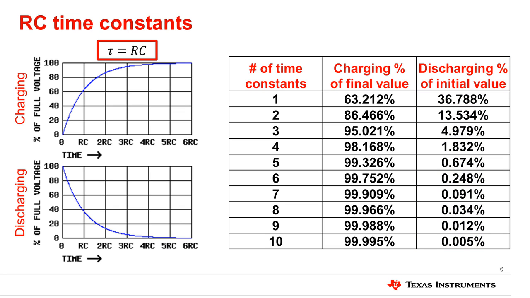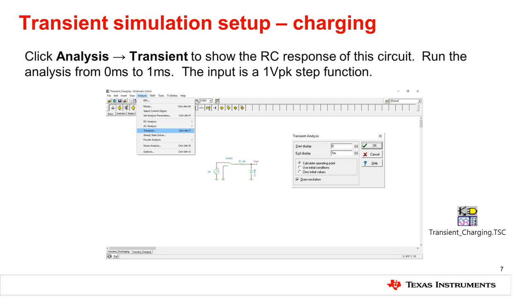Let's now look at some examples of this in TINA-TI. Let's first simulate a charging circuit. The TINA-TI circuit is embedded in the presentation for your convenience. First, open the TINA-TI circuit. Note that the supply voltage is set to emulate a step function with an amplitude of 1 volt and a 100 microsecond delay. Next, click Analysis and Transient to set up the simulation. We will run the sim for 1 millisecond. Press OK to run the sim.